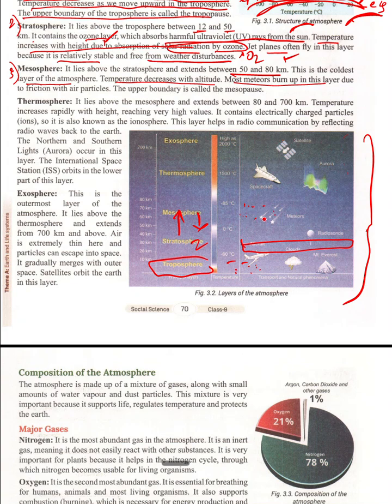Atoms are not as dense as they are in the tropo and the strato. Here they are very limited, but not so much as compared to the thermo and exo. So the meteors which are falling from space will have friction in this layer rather than in the earlier ones. I hope it's clear for you. Due to the friction, most of them catch fire before they reach the earth's surface. Coming to the upper boundary, it is called the mesopause.